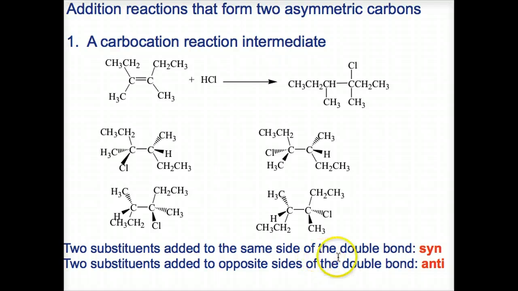2 substituents added to the same side of the double bond, syn. 2 substituents added to the opposite sides of the double bond, anti. And we'll be using this terminology again and again. These 2 are syn addition, and these 2 are anti. Notice syn, we have chloride and the proton both pointing towards us, one added at a time during this 2-step process. And here's the proton, and here's the chloride again. And notice these 2 are anti. The chloride behind, this one's pointing towards us, the hydrogen, here's the hydrogen, and the chloride opposite, anti to each other.